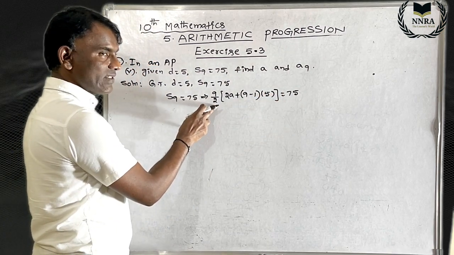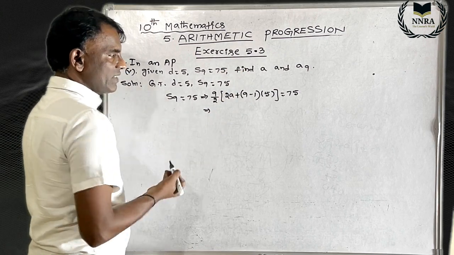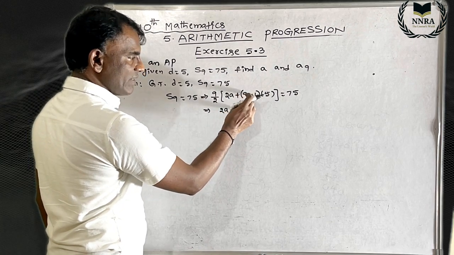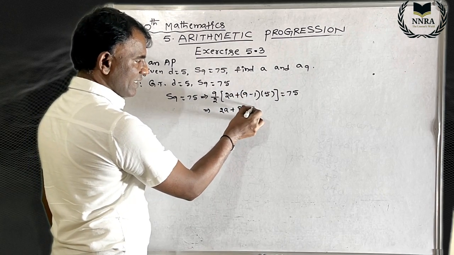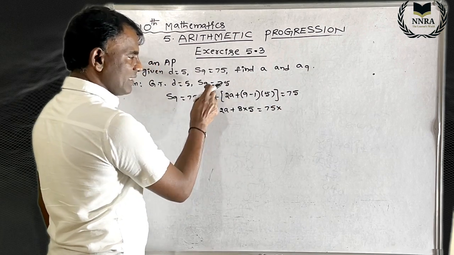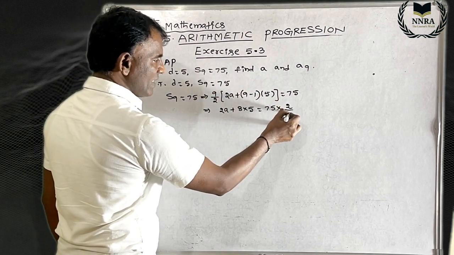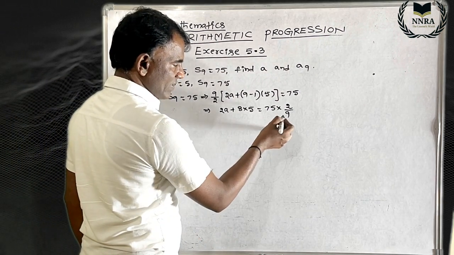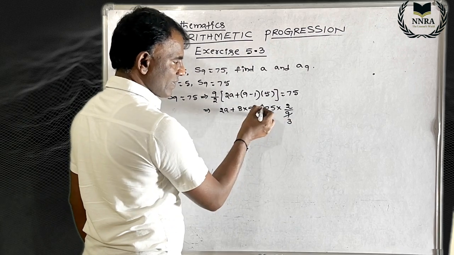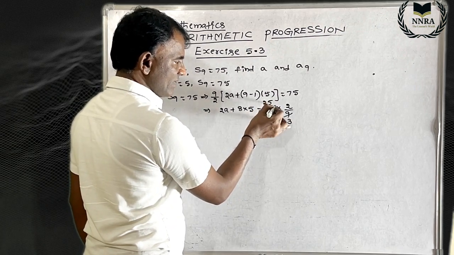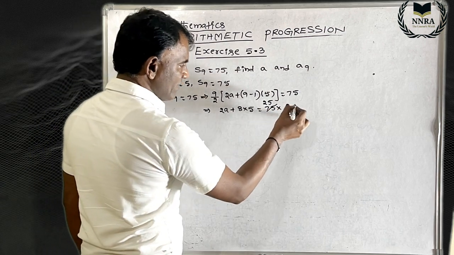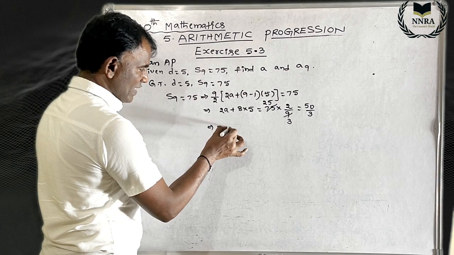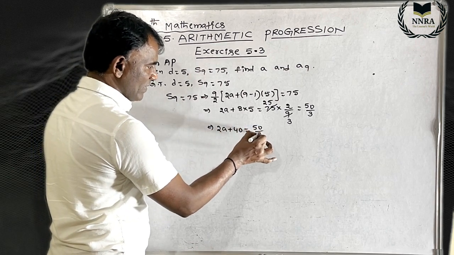Now in next step write this to that side, okay? Otherwise write this whole value that side. Then what is the remaining value here? 2a plus 9 minus 1, 8 into 5 equal to 75 into, if you write 9 by 2 that side, we get 2 by 9. Right? And now how much it is? 3 3 is 9, 3 2 is 6, 3 5 is 15. Cancel. Then 25 into 2, 50 divided by 3. Now 2a plus 40 equal to 50 divided by 3.